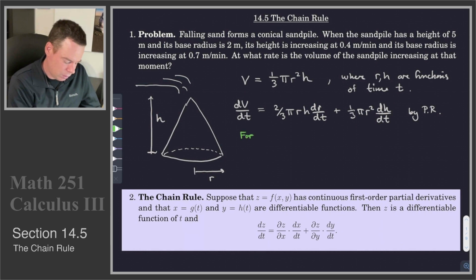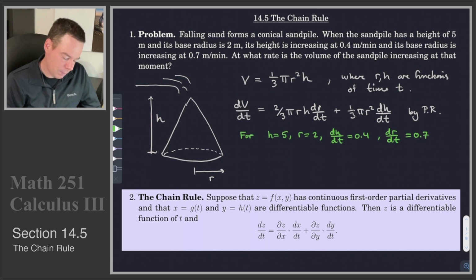We're interested in precisely the moment when the height h is 5 and the radius is 2. The height is increasing at a rate of 0.4, so that's positive 0.4, and the base radius is changing at a rate of 0.7. It's increasing at 0.7 meters per minute. So those are positive quantities.